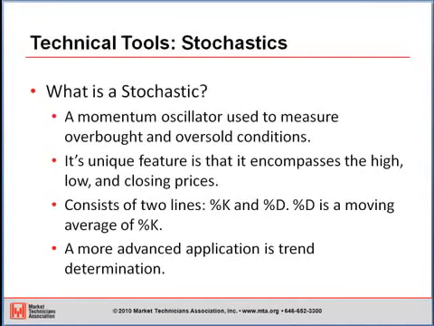The stochastic consists of two lines, %K and %D. The important thing to remember is that %D is a moving average of %K, and %K is essentially a moving average of the trading range. There is another more advanced application of the stochastic, which we will discuss also, that is essentially trend determination.